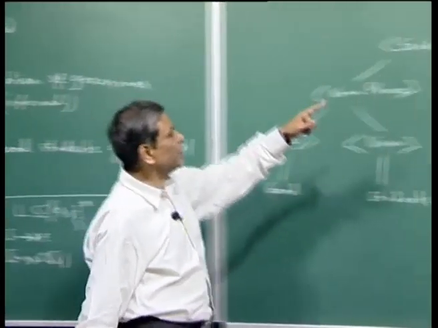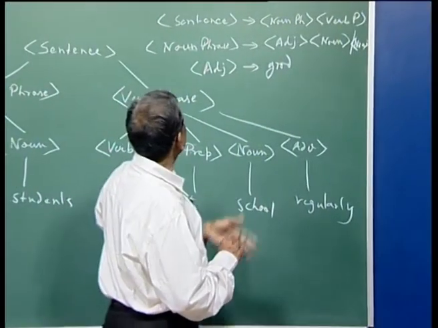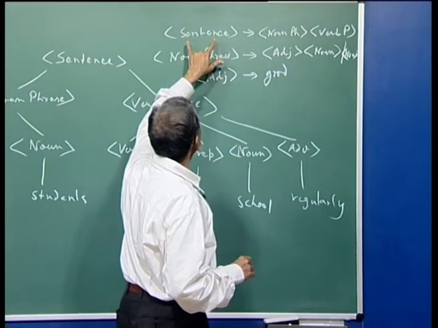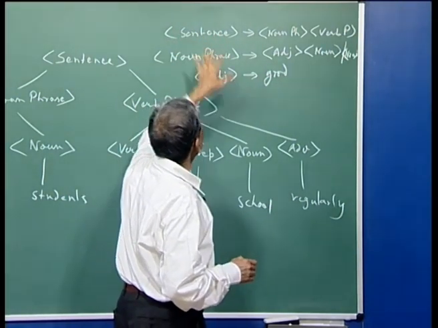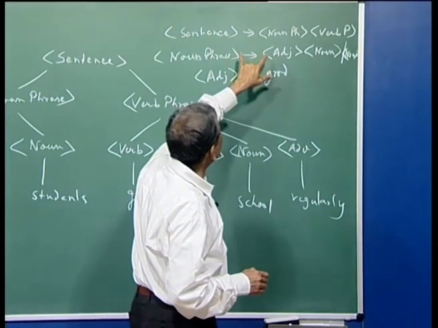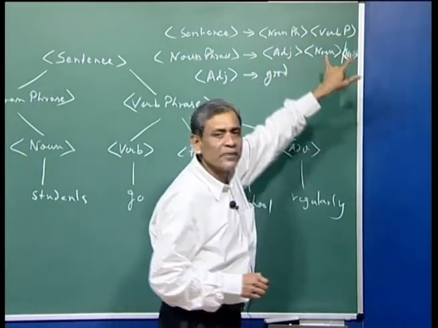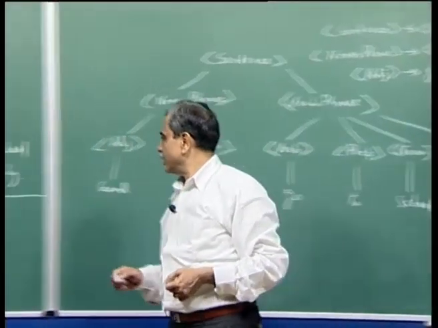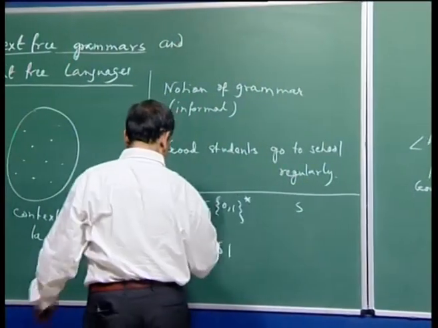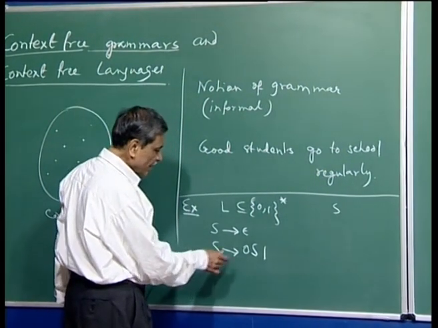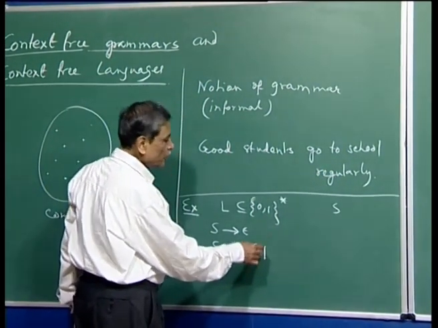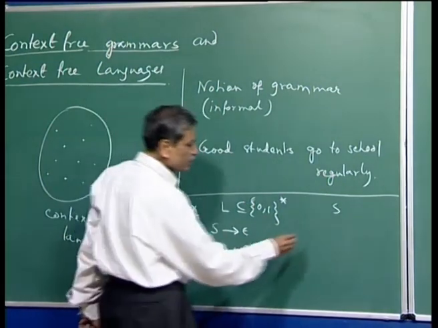The same way, we can think of a sentence, whatever the entity is, as something that can be rewritten as two things, noun phrase and verb phrase, right. Same way I am saying, this rule is basically saying that this symbol S can be rewritten as 0S1. Okay. So, let me do that.